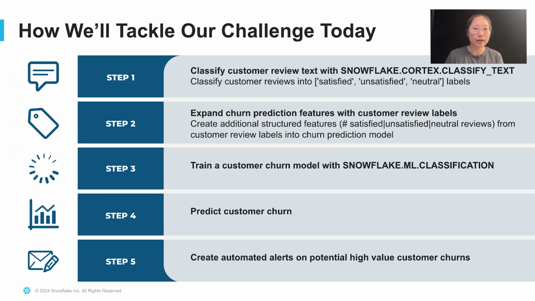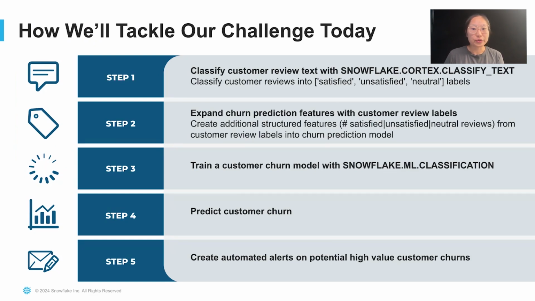In the second step, we will use the labels of these online customer reviews to generate some additional features for our churn prediction model. These new features we're going to generate are number of satisfied reviews, number of unsatisfied reviews, and number of neutral reviews from each customer. Then in the third step, we will start training our customer churn prediction model with Snowflake ML classification capability.